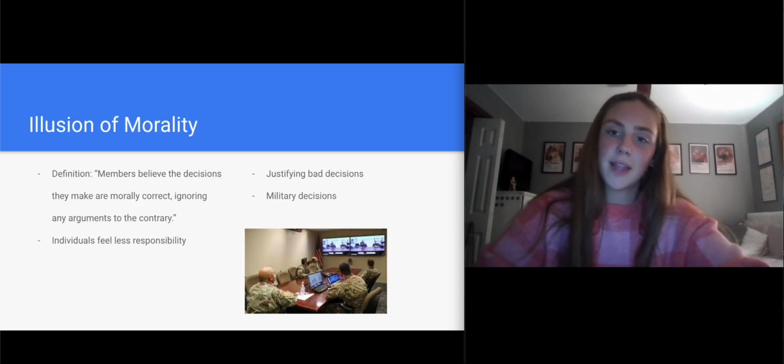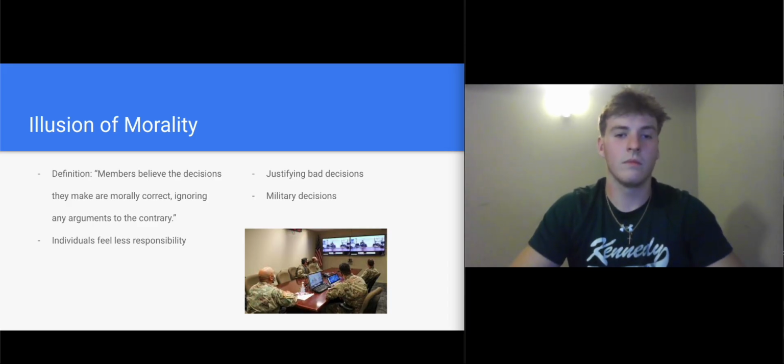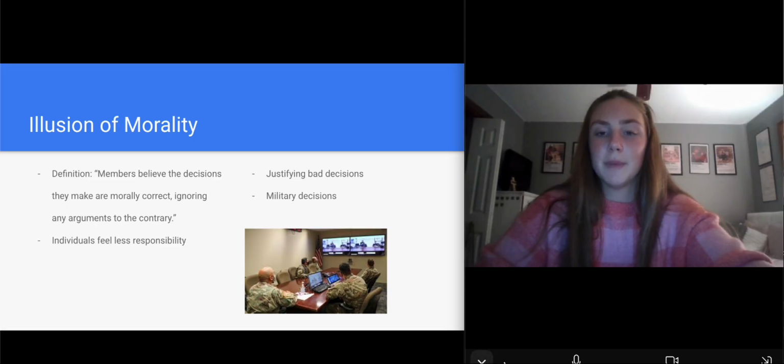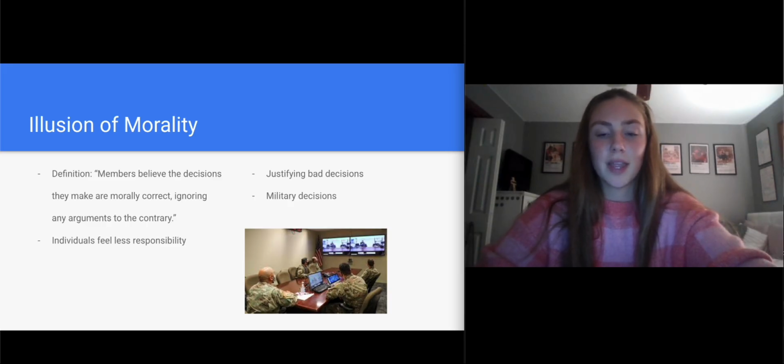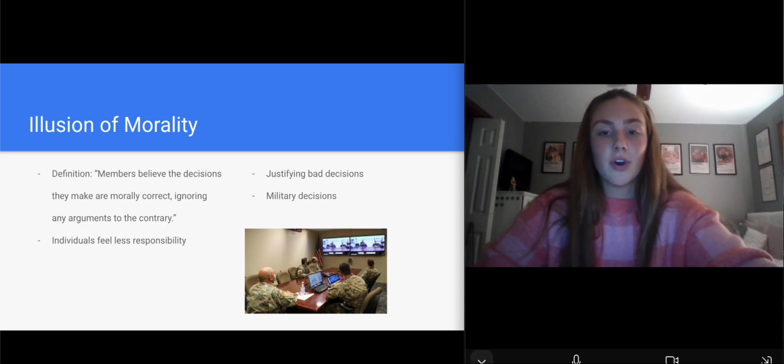The illusion of morality occurs when group members believe their decisions are morally correct simply because the group made them. They stop questioning the ethics of their choices and ignore any arguments that challenge their beliefs. This illusion forms when members assume that their group is the good one, so everything they do must be right. Because of this, they tend to overlook warnings, disagreements, or concerns about whether their actions are truly ethical. This mindset can create a sense of self righteousness, making members feel morally superior even when their decisions are harmful.